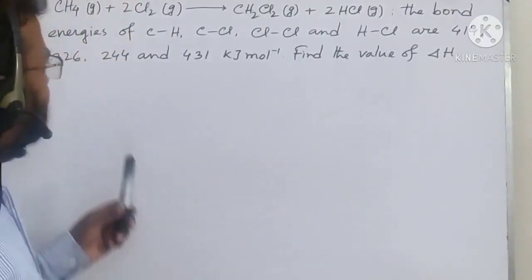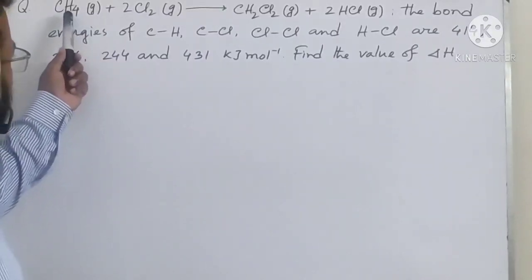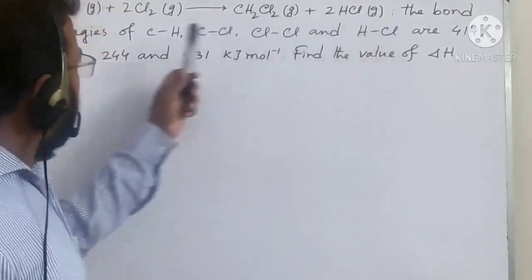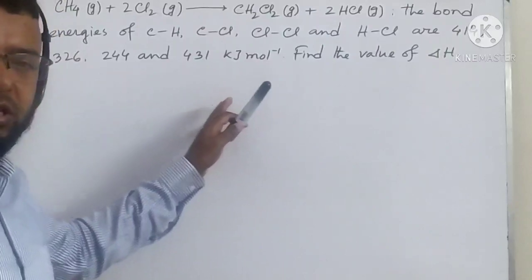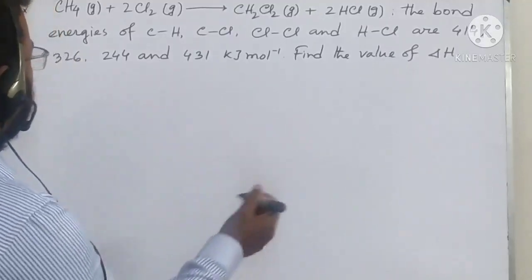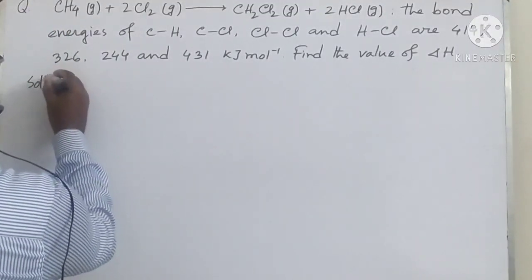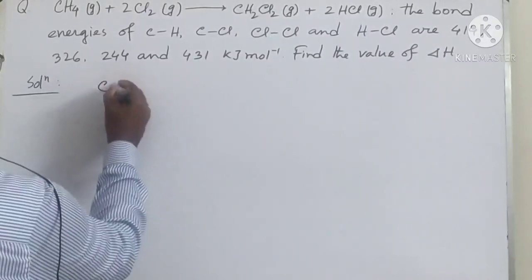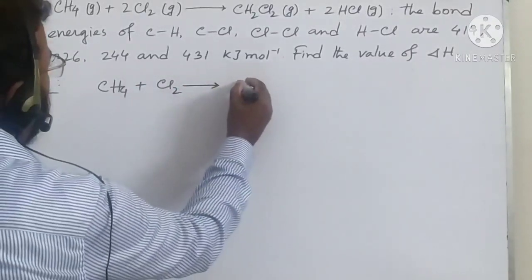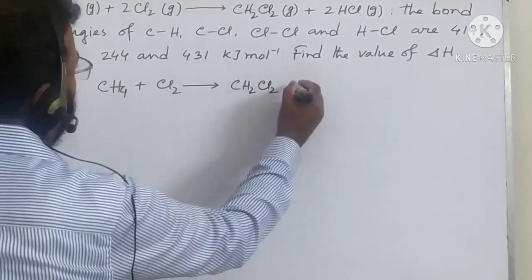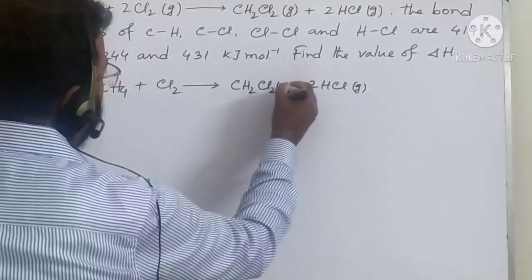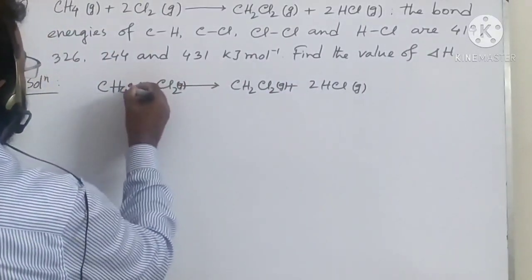Okay, now the second math. In the second math I have written methane plus chlorine producing dichloromethane plus hydrochloric acid. The bond energies are the same as given in the previous one. So now let's start the solution. At first we have to write the reaction. It is methane plus chlorine producing CH2Cl2 plus 2HCl. These are all in gaseous condition.